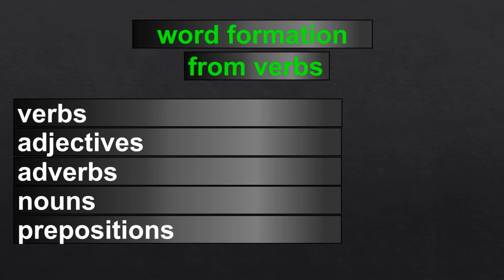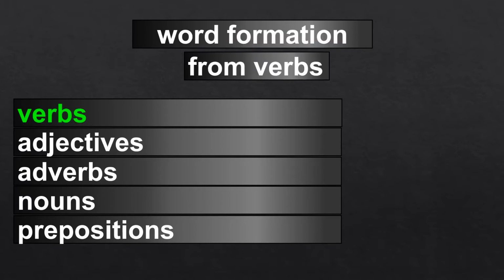Word formation from verbs. Igbo language is a verb-based language. So we have a lot of words that are formed from verbs. So we can form new verbs from existing verbs. We can get adjectives from verbs, adverbs from verbs. We form a lot of nouns, especially the abstract nouns, from verbs. We also have prepositions that are derived from verbs.